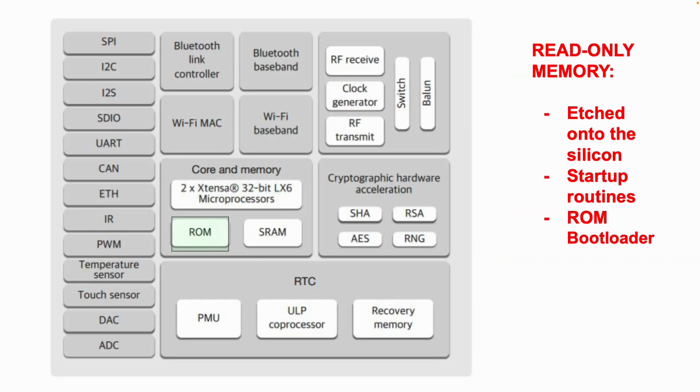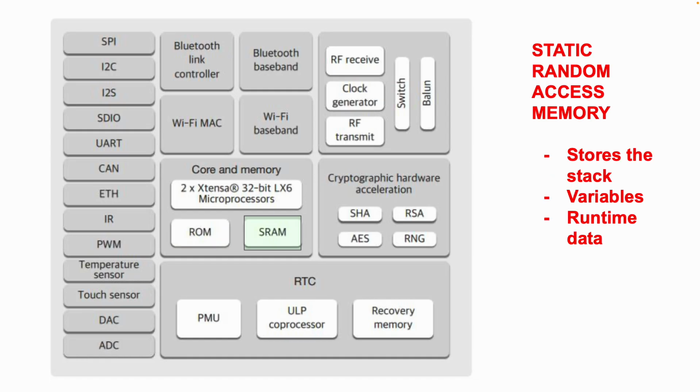Next is the read-only memory. This is etched into the silicon, hence the name read-only, and it holds startup routines such as the ROM bootloader. Next is the static random access memory. This stores the stack used in your program, stores the variables used in your program, and also some runtime data.